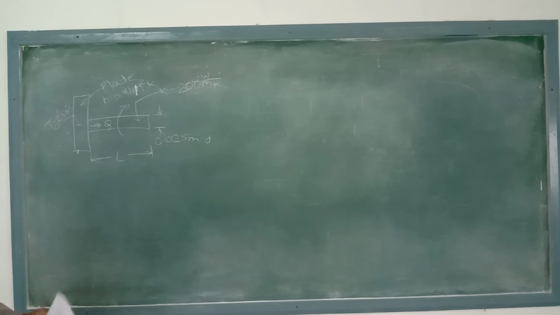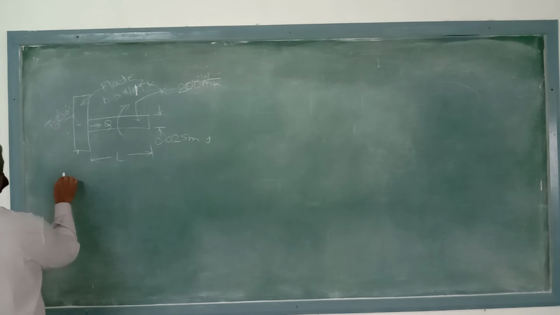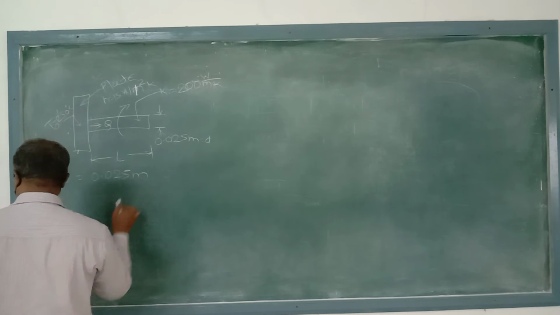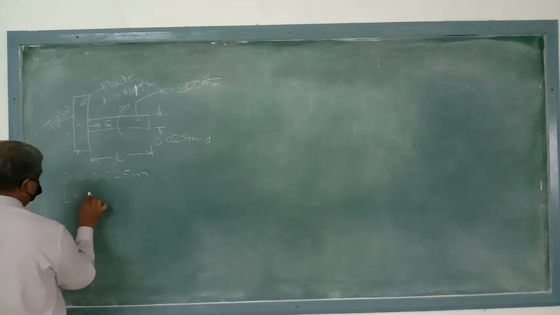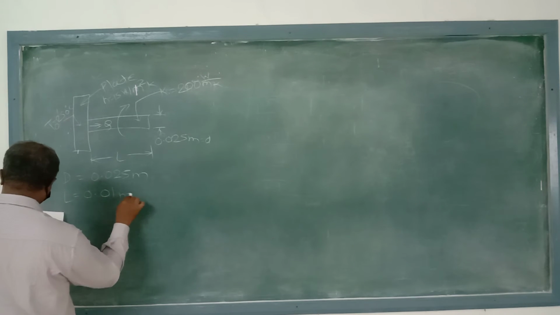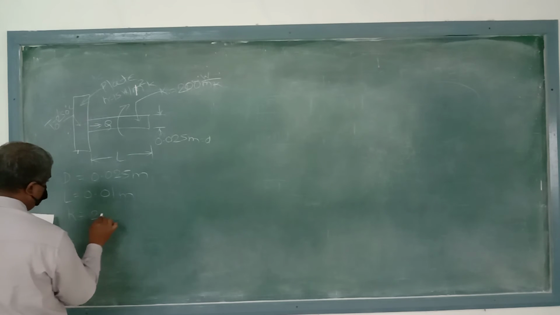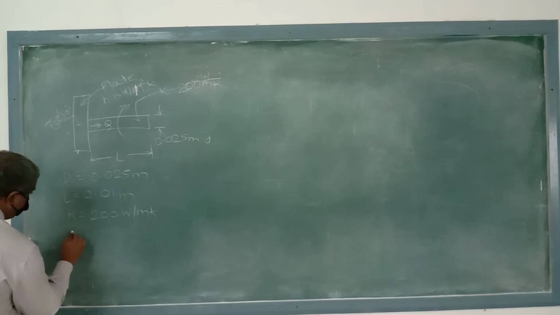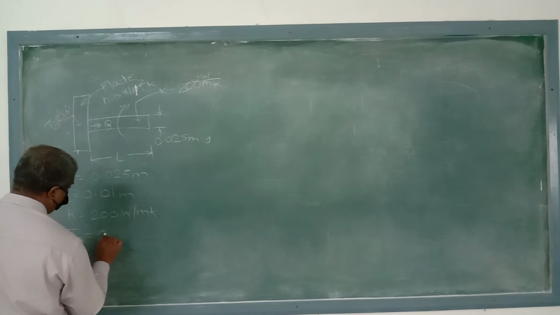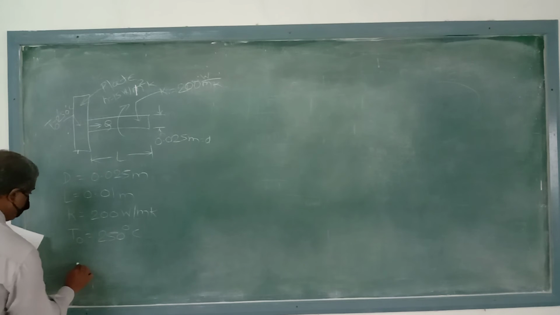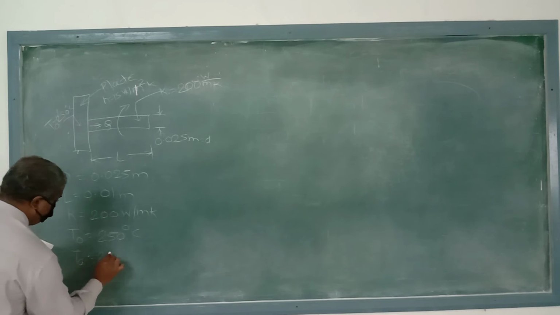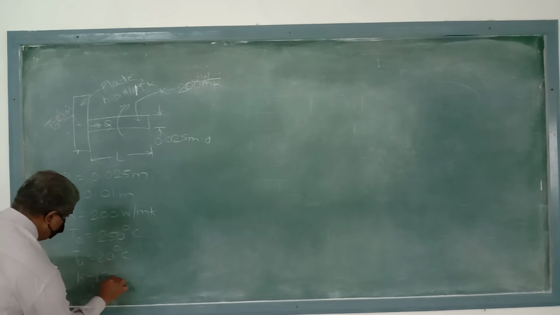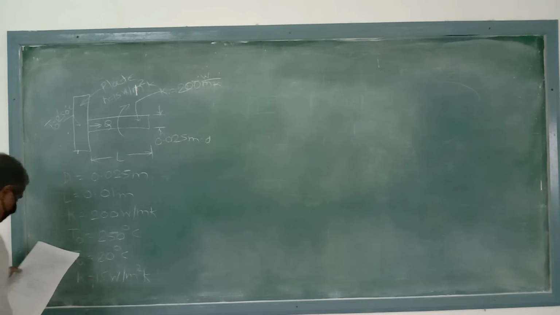So first of all, we have written down the given data. Diameter D, they have given 0.025 meter. Length they have mentioned 0.01 meter. Value of k 200 watt per meter Kelvin. Temperature of base they have given 250 degrees Celsius. Temperature of atmosphere 20 degrees Celsius. Value of h 15 watt per meter square Kelvin.